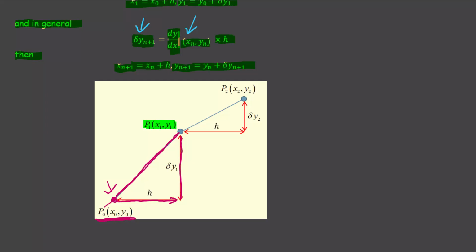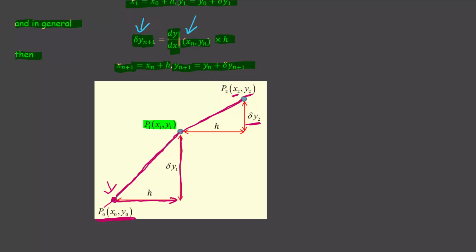We then do the same thing again. We calculate the gradient there. So you can view that as being the tangent field at that point. And then we go this distance, another h, along in that direction. x1 plus h gives us x2. If we then add the y1 and the delta y2, we get y2. So that's how the method works.